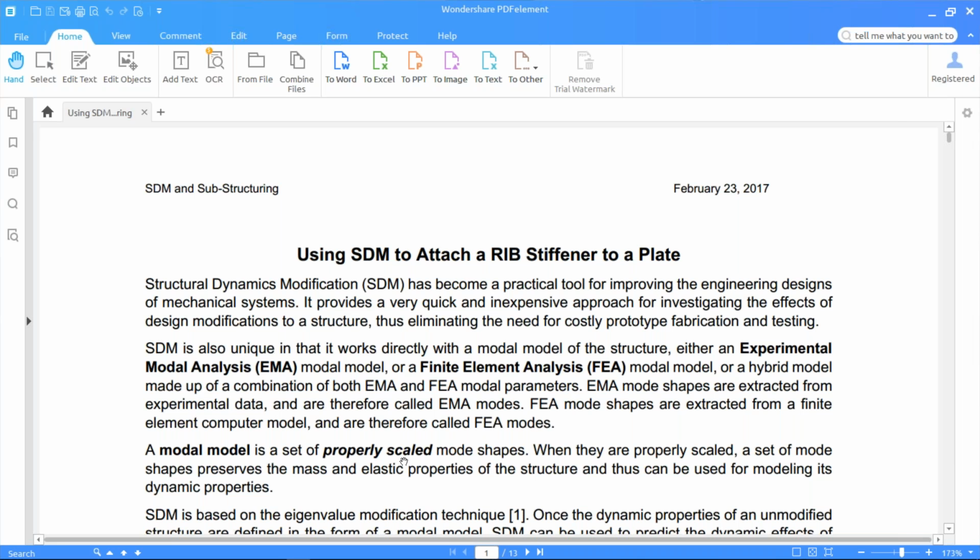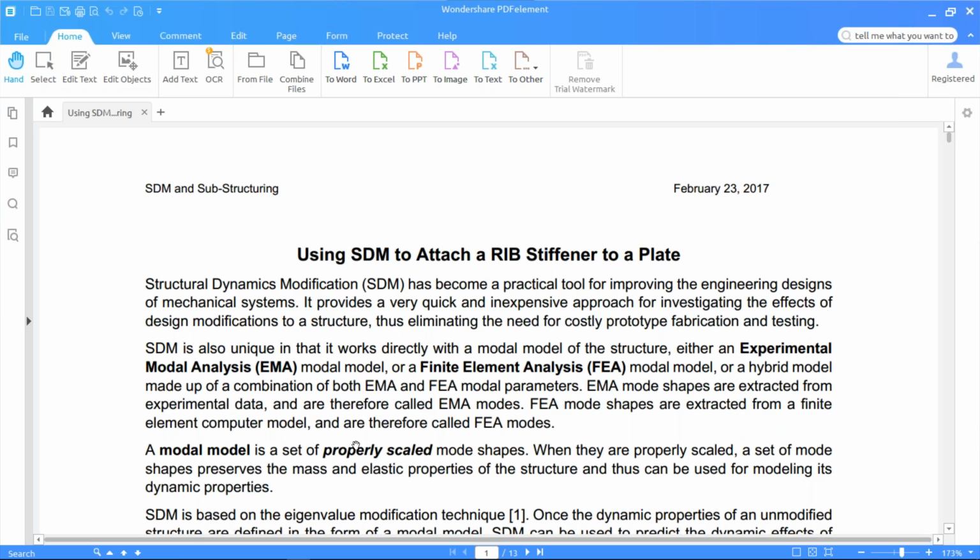And this topic is, as Mark mentioned, a little more advanced application of ME-scope and modal analysis. We're going to look at both what we call experimental modal analysis, or EMA mode shapes, and even more specifically a modal model, which represents the dynamics of a structure from its experimental mode shapes. And then we're also going to compare those results with finite element analysis mode shapes, or a modal model. And we're going to work through the use of SDM, which stands for Structural Dynamics Modification.